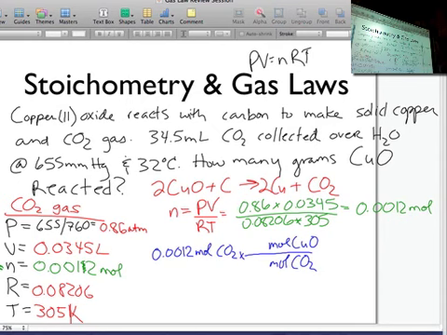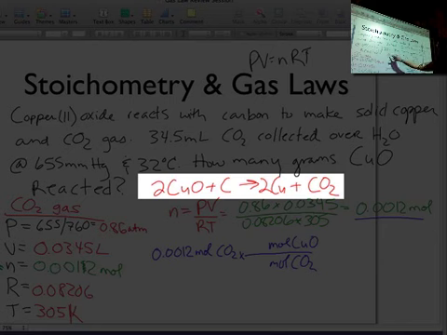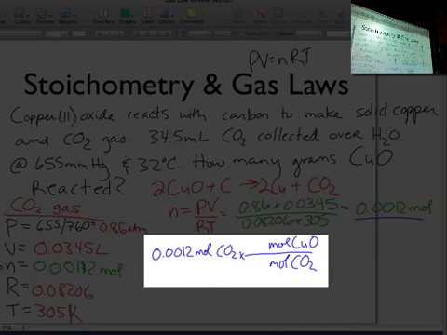Okay, so we solved for an amount of moles of carbon dioxide gas. But what it's asking is how many grams of copper oxide reacted if that's how many moles of carbon dioxide were produced. So we've got to look at the balanced equation because we know through stoichiometry that if 2 copper oxides react with 1 carbon, then 2 coppers and 1 carbon dioxide are produced. So what do I put in here? 2 to 1.